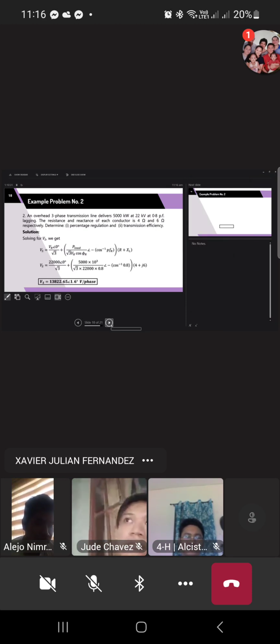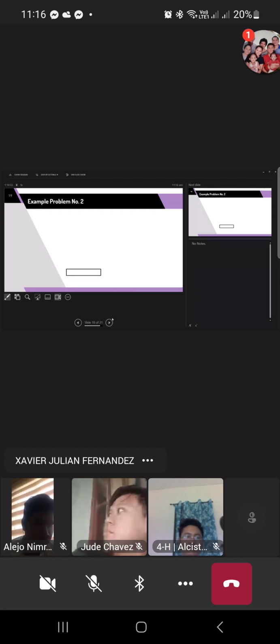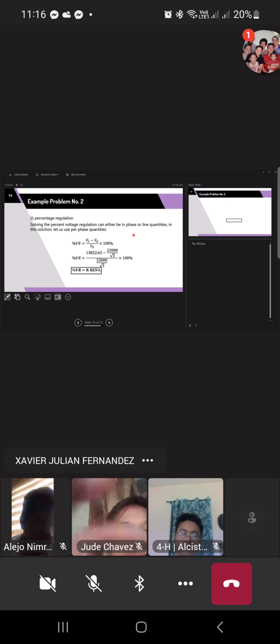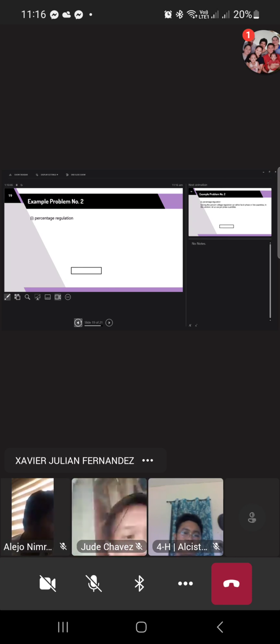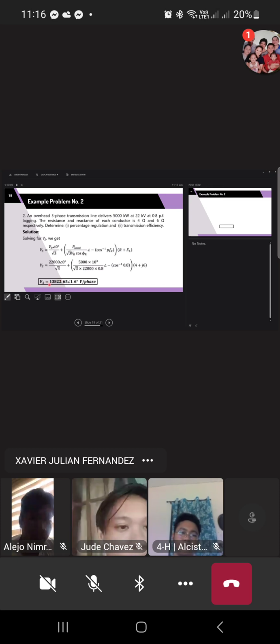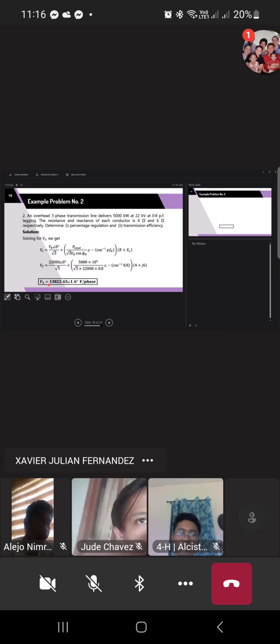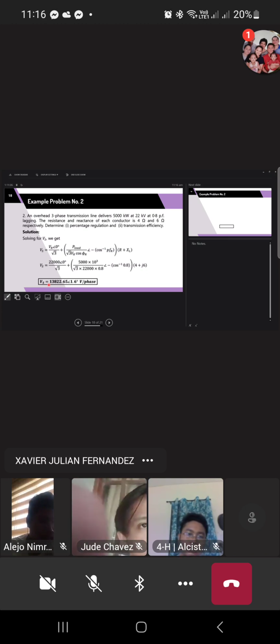So much for that. Let's continue to voltage regulation. So, to get voltage regulation, it can either be in phase or line quantities. Okay, question class. Kining VS nako is per phase pa ni. What if mangayo ko og line-to-line sending end voltage? What do you do, gani? You just multiply by, not times 3, but square root of 3.